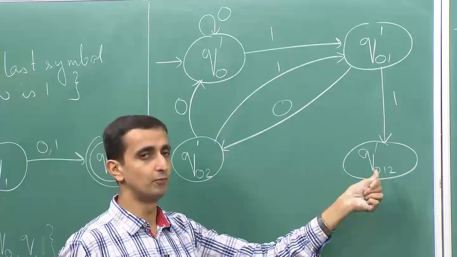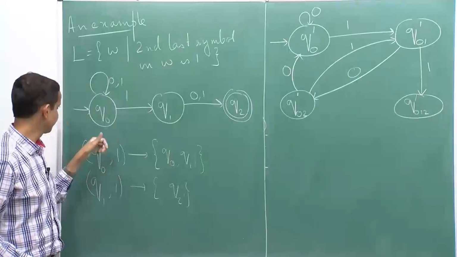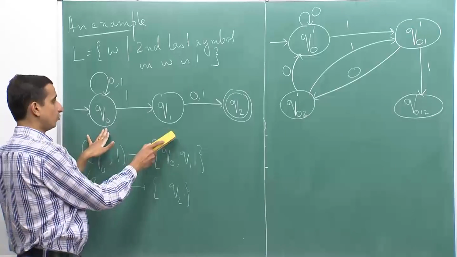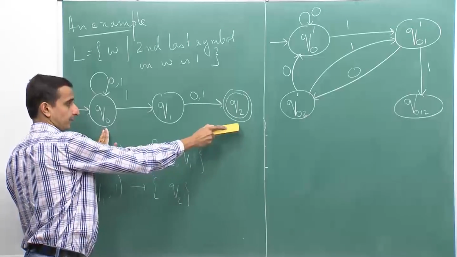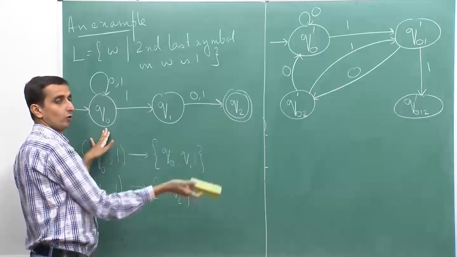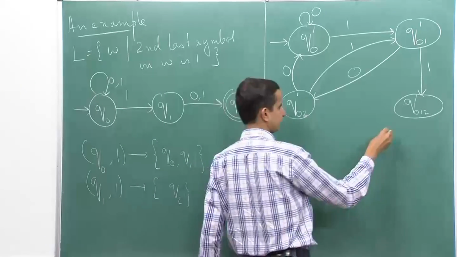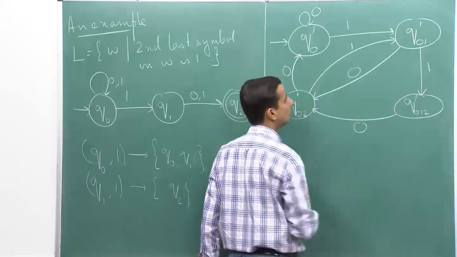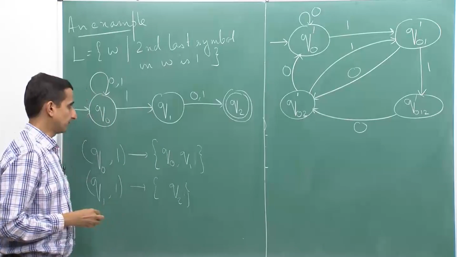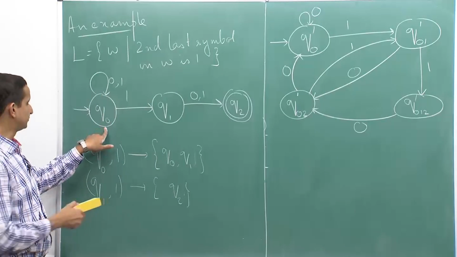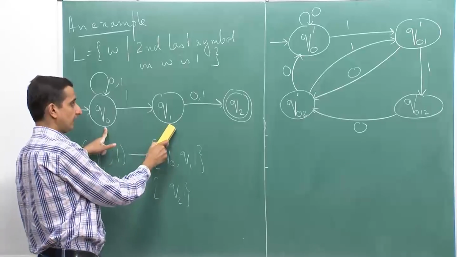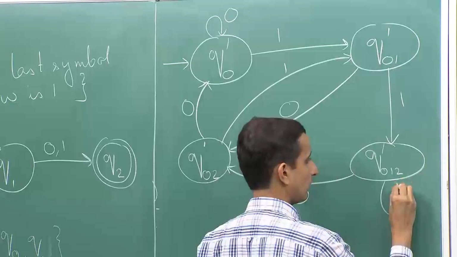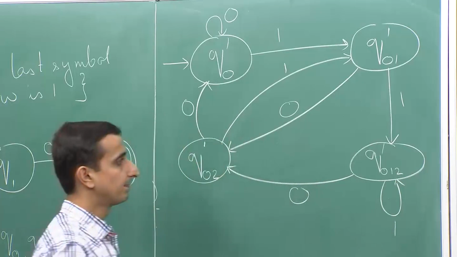Now, what about Q012 prime? Again let us analyze. From Q0 on a 0 I stay at Q0, from Q1 on a 0 I go to Q2, and from Q2 on a 0 I go to the empty set. So, basically from Q012 on a 0 I will go to Q02 prime. Similarly, on a 1 from Q0 I go to Q0 and Q1, and from Q1 I go to Q2. So, from Q012 on a 1 I stay at Q012.